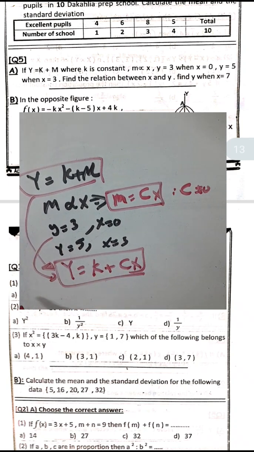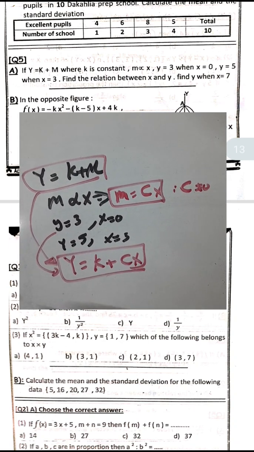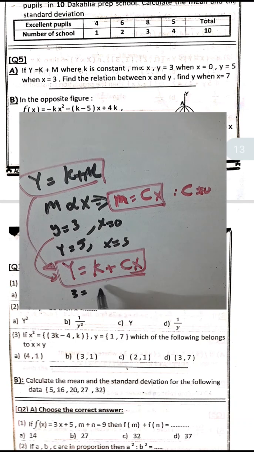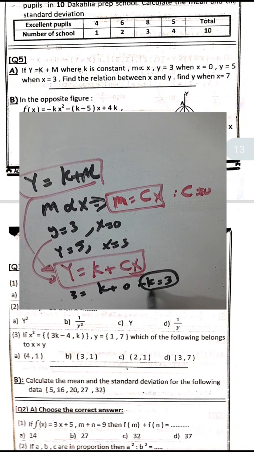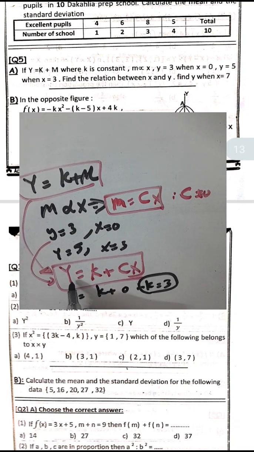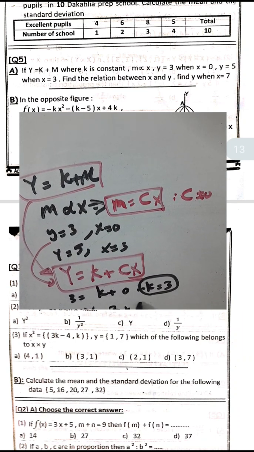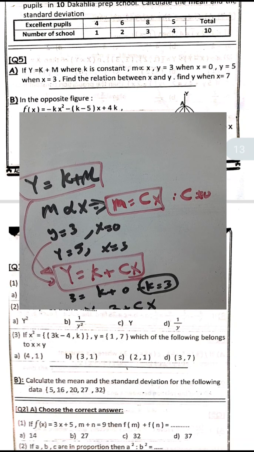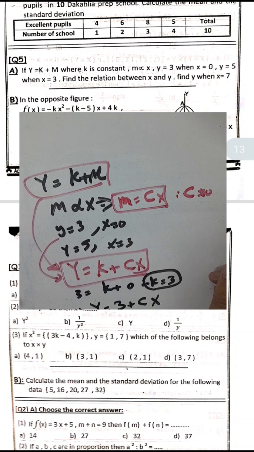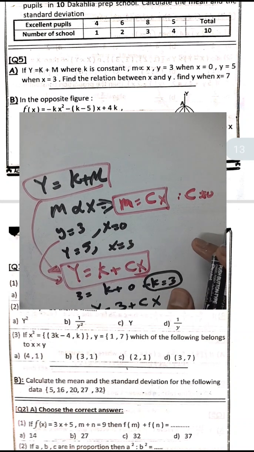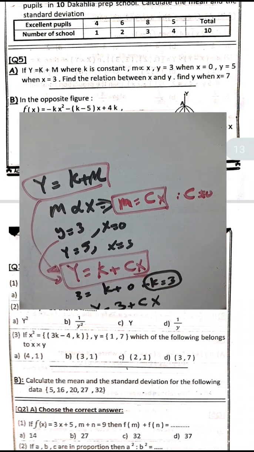Put this relation here: y equals 3 when x equals 0, then 3 equals k plus c times 0, so k will be 3. Then we can find the relation between y and x. The y will be 3 plus a constant times x, and we have m equals a constant times x, where m equals cx, and c is not equal to 0, it's a constant.